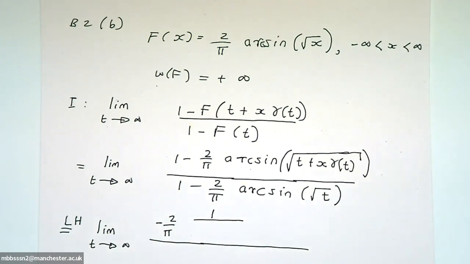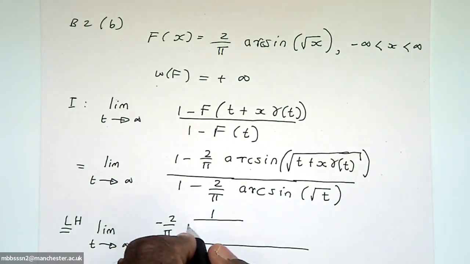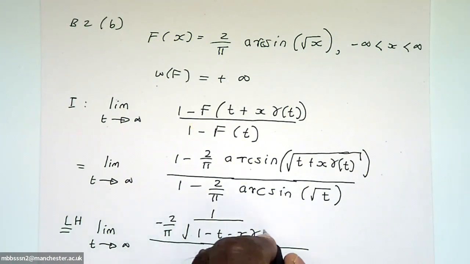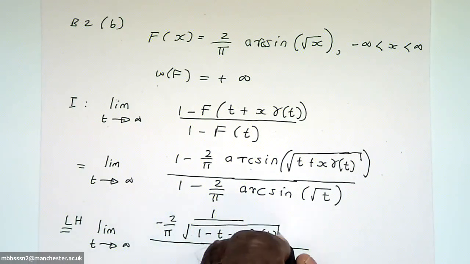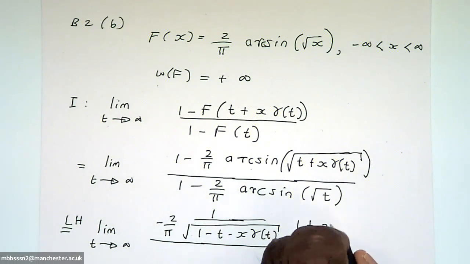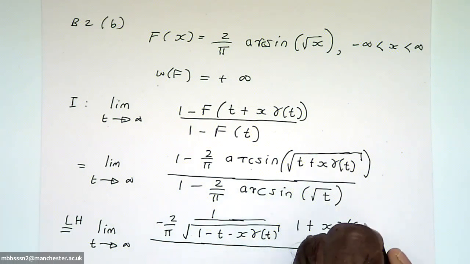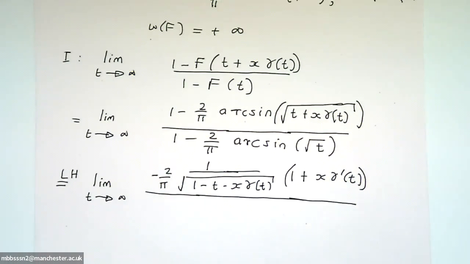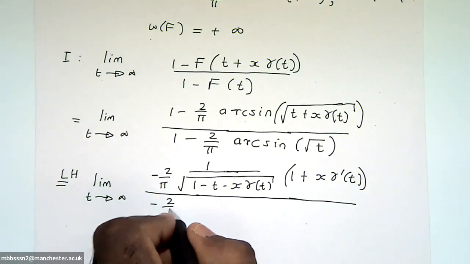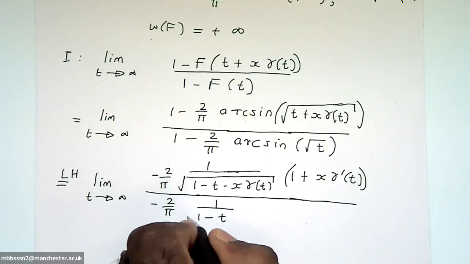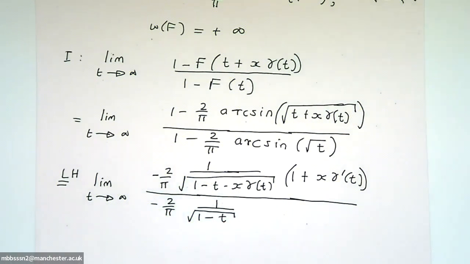So it's going to be the square root of 1 minus the expression in t. Then you have to differentiate this part here. It's going to be 1 plus x gamma prime t. Correct me if I'm wrong. All right.